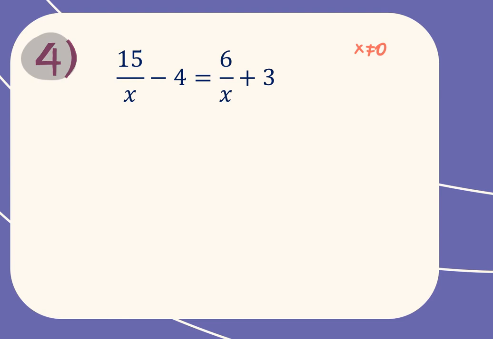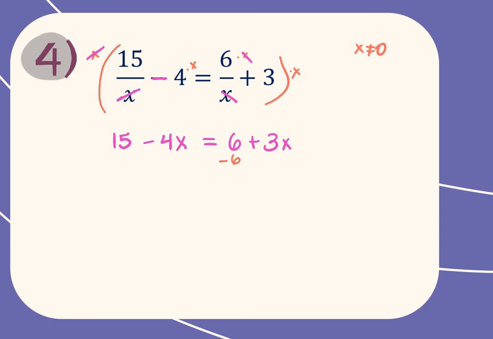All right, so now I'm going to multiply by my least common denominator, which is what? X. So this gets the x, and this gets the x, and this gets the x, and this gets the x. These x's cancel, so I have 15, the minus from in front of the 4, 4 times x or 4x equals, these x's cancel, I get 6 plus 3 times x, which is 3x.